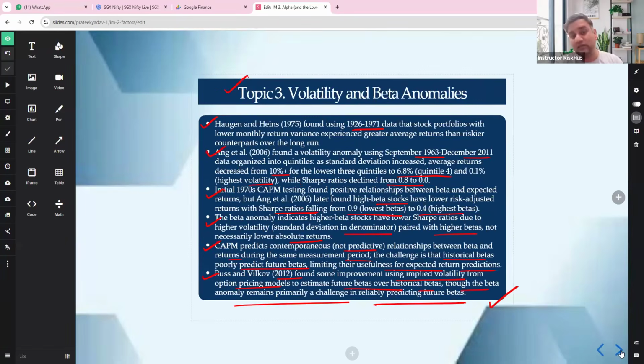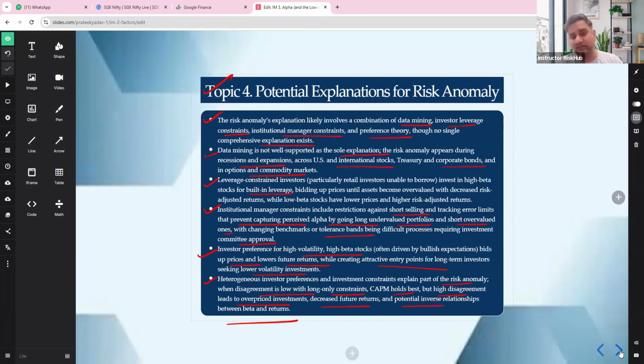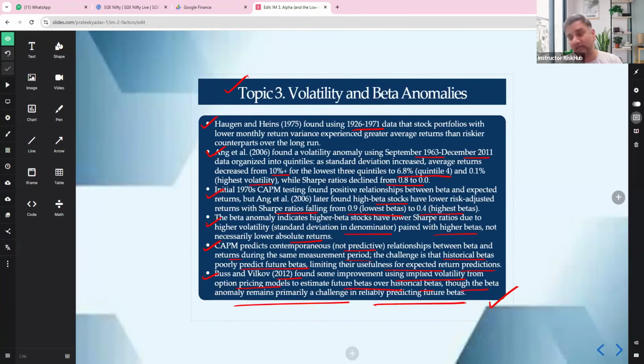Volatility and beta anomaly is very, very important to understand. That data has been studied by Haugen and Heins, Ang et al., 1970s CAPM, beta anomaly, CAPM prediction. Baker, Bradley and Wurgler also tried to give more flavor, but ultimately we came to realize that there is no single explanation, right? There are different reasons. Different theories were given, but eventually we didn't get a single reason for why these anomalies exist, right? And the potential risk for anomalies is deeper here, right? This is the data for that. We studied the data and those are the results, right? So that's what has been seen, right?